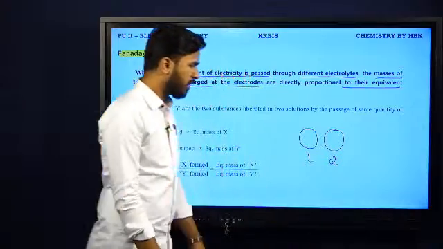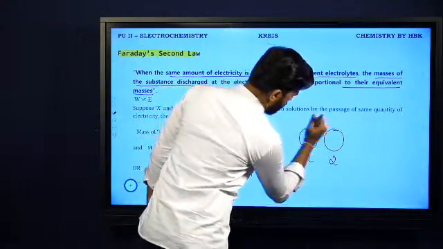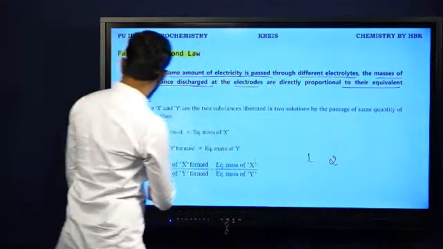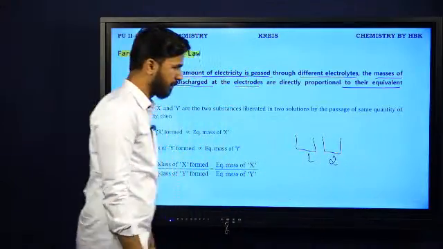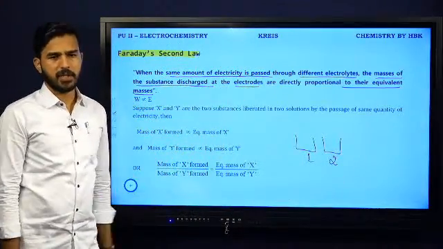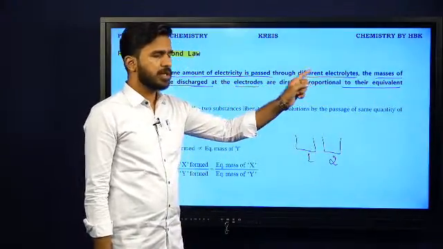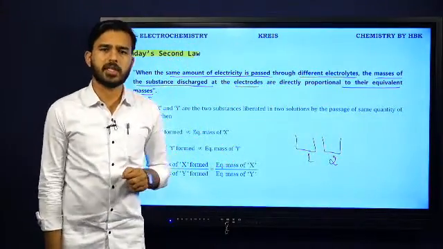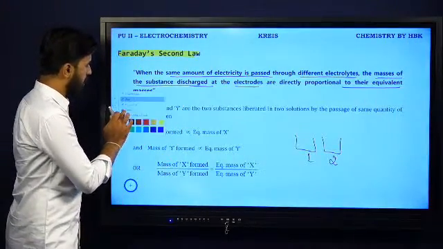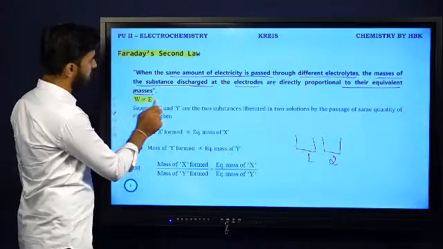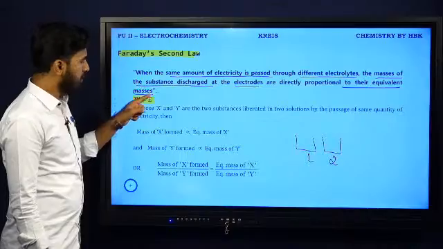Okay, so when two different electrolytes are used in two different electrolytic cells, when the same amount of electric current is passed through different electrolytes, the mass of the substance deposited is directly proportional to their equivalent masses, and that is given by W proportional to E, where W is the mass of the substance deposited, where E is equivalent mass.